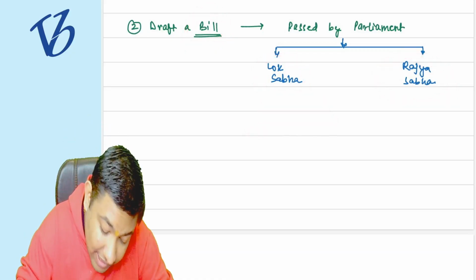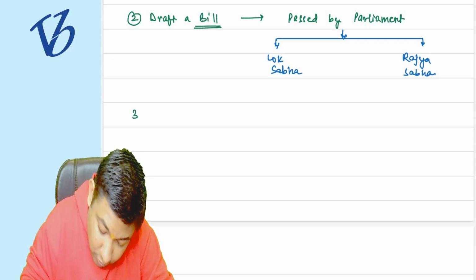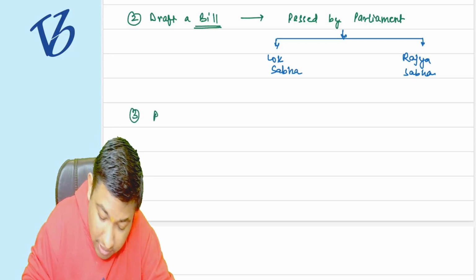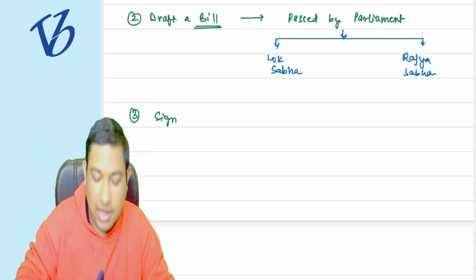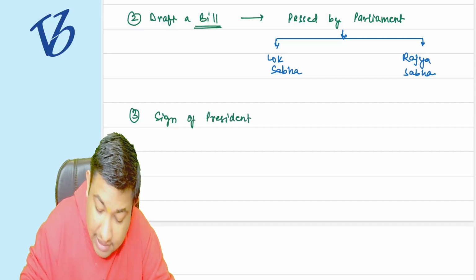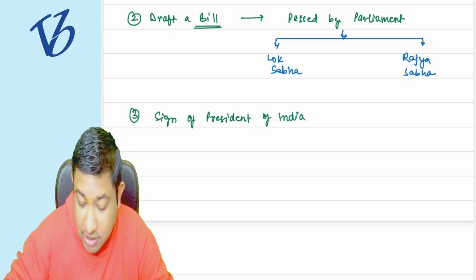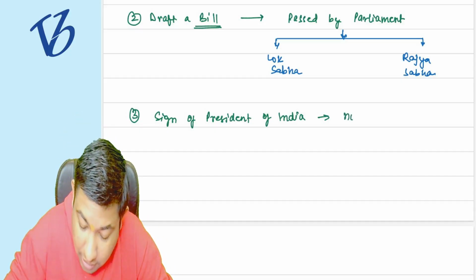And finally, when all these things are over, the third thing will be what? The signature of the President. After passing from the Rajya Sabha, the signature of the President of India is necessary. When the President of India signs, on the same day, on the same date, it will be notified.